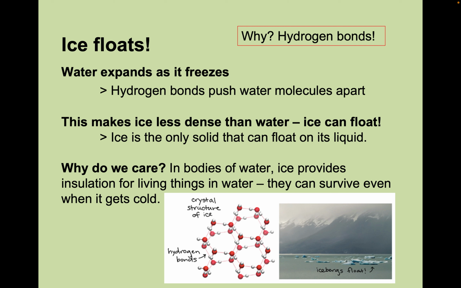Ice floats. Duh. Go put some ice in your drink and see what happens. When water freezes and becomes ice, the hydrogen bonds push the water molecules apart so it gets bigger. This is also why in the wintertime we have potholes, because water gets in the little cracks in the road and then it expands and makes big holes. What this also means is inside of all these little shapes, air can get trapped in there and ice can float.